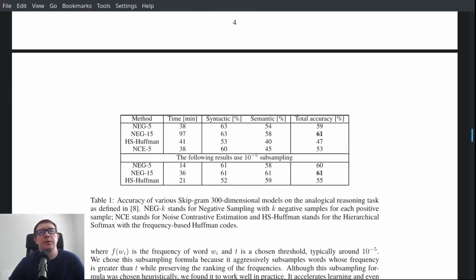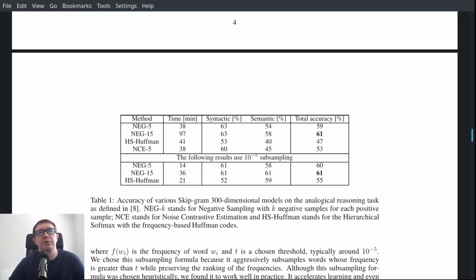Then they come down here and talk about some results using a skipgram with 300 dimensional models. Again, much larger than anything we do in the course, but it gives you some idea of what sort of accuracy you're going to get. So negative sampling with 5 negative outside words gives you an accuracy of 59% with a training time of 38 minutes. Bumping that up to 15 doesn't triple your training time. It only increases it by a factor of 2.5 or so, up to 97, but gives you a couple extra points in accuracy. And they have the Hierarchical Softmax.